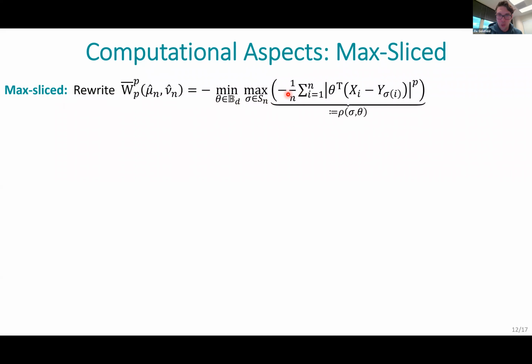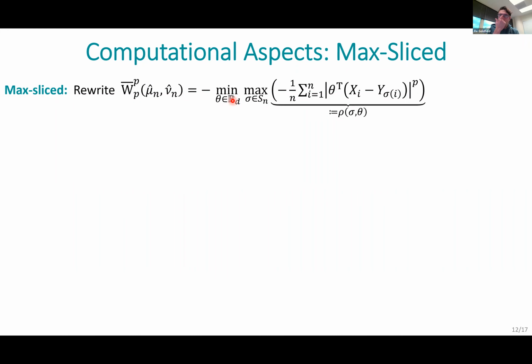And second of all, I've thrown in a couple of minuses here in order to arrive at this minimax form where the inner maximization is over permutation. I mean, this essentially corresponds to sorting being the solution of this problem, whereas the outer minimization is over the different theta projection directions in our unit ball in this situation. All right, so that's just an equivalent way of expressing this distance.